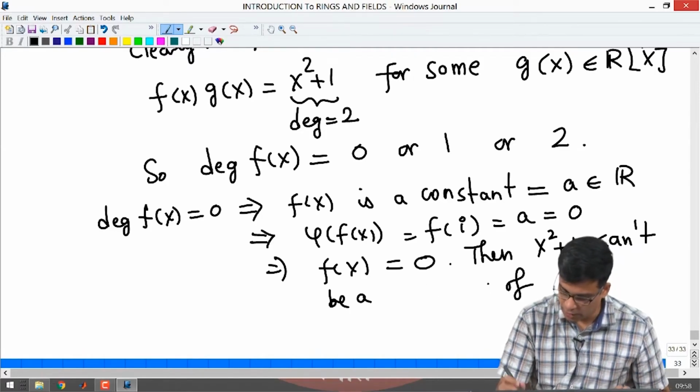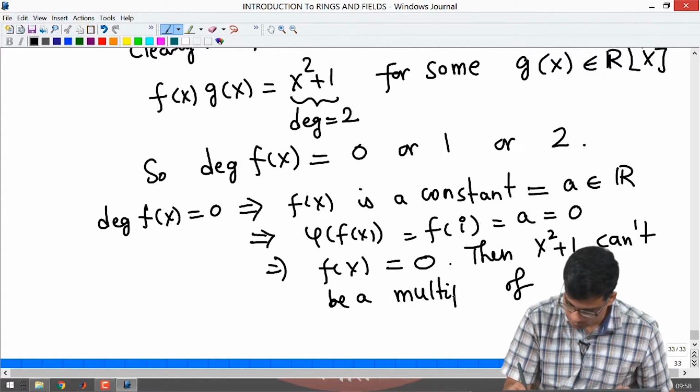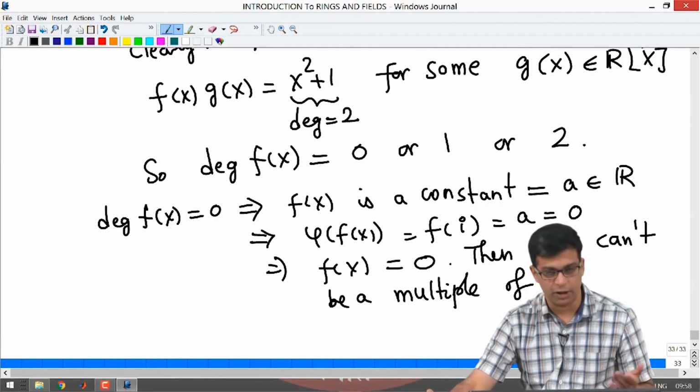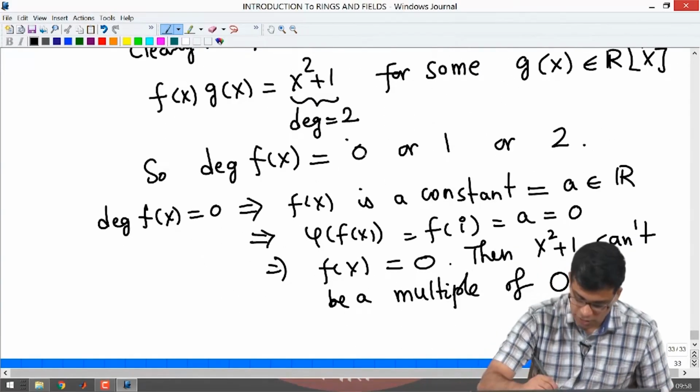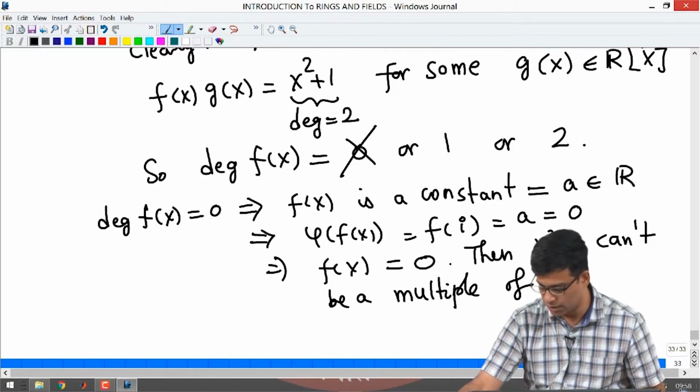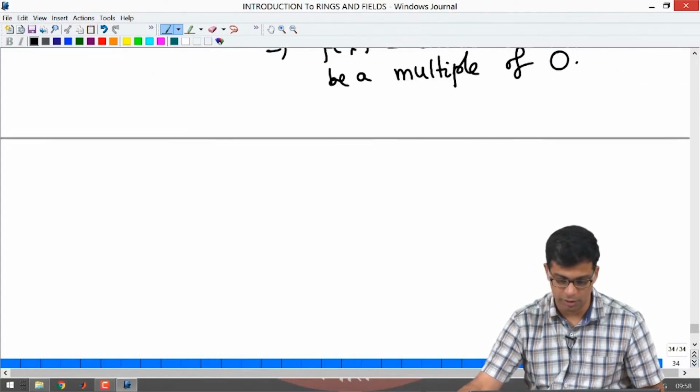x squared plus 1 can't be a multiple of 0, right, because obviously any multiple of 0 is 0. So in other words, 0 is not a possible degree for f of x. Okay. So the proof hopefully is clear. So f x can't be degree 0.